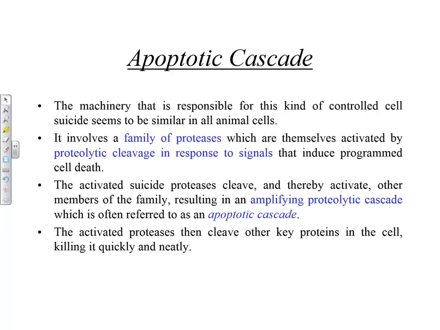The activated suicide proteases cleave and thereby activate other members of the family, resulting in an amplifying proteolytic cascade, which is often referred to as an apoptotic cascade. Right? So something gets the reaction started, it's like a chain reaction, and then everything starts falling apart. Okay, but very, very neatly. Right? Now the activated proteases then cleave other proteins in the cell, killing the cell quickly and very neatly.